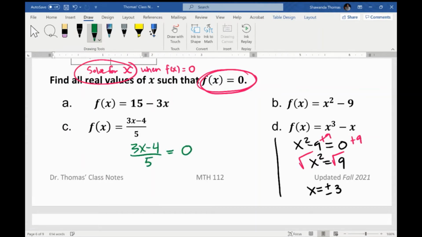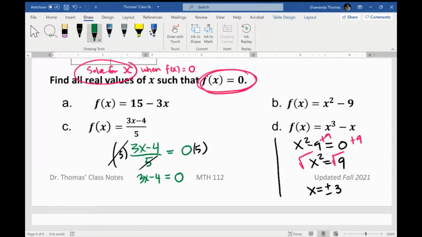All right, whenever we're dealing with fractions, or as they call it, rational equations, how can we get rid of these fractions first so we don't have to deal with them? By multiplying by the denominator, 5. Very nice. That 5 will cancel out with that 5. Then you have 3x minus 4 equals 0. Got rid of the fraction. That's what we want.